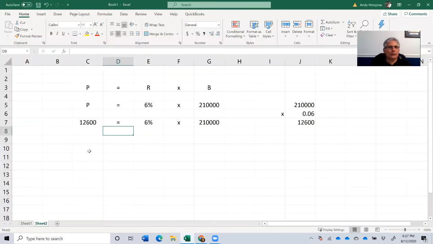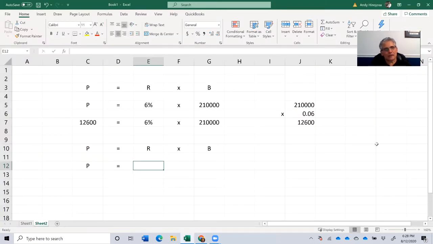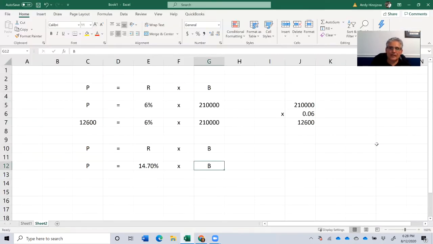So if we go back to our formula, this is our formula for our next problem. Our next problem, we don't know what the part is. We're trying to figure out how many teenagers are unemployed. The rate, we're going to use this rate for 16 to 19. That's 14.7%. And then we're going to take that and multiply it by the base. The base is going to be the 32,000. How many out of 32,000 are unemployed?